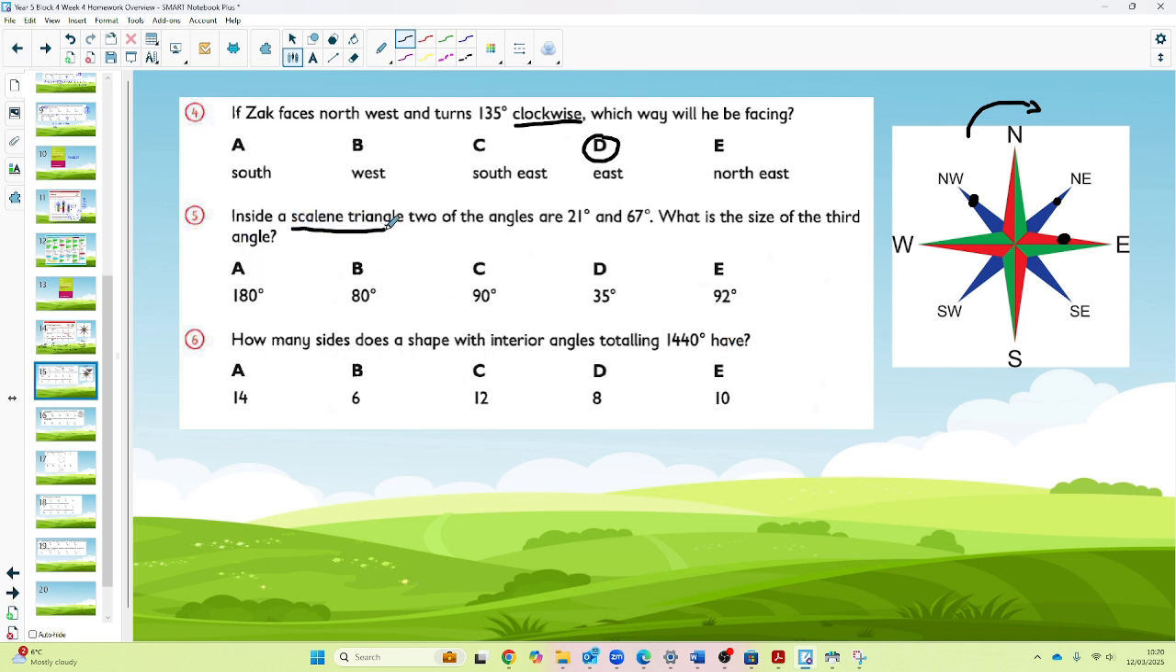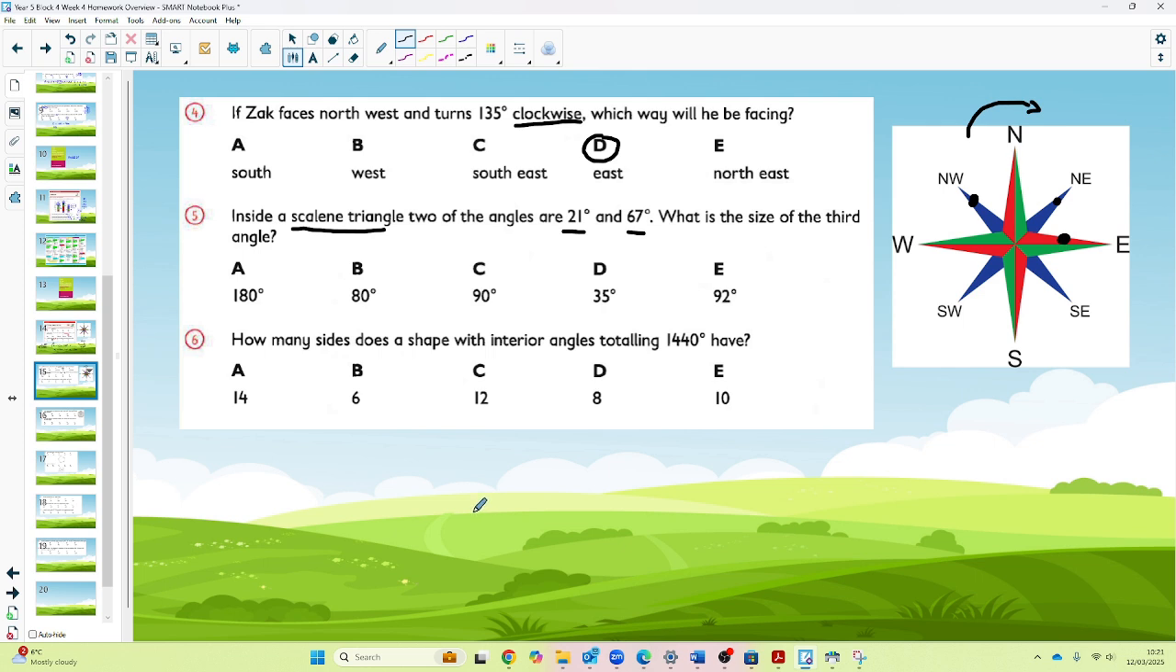Inside a scalene triangle, 2 of the angles are 21 degrees and 67 degrees. What is the size of the third angle? So it's really important here to understand that within a triangle, and it doesn't matter whether it's a scalene, an equilateral, an isosceles, a right angle triangle, the angles will always add up to 180. So a bit like a straight line.